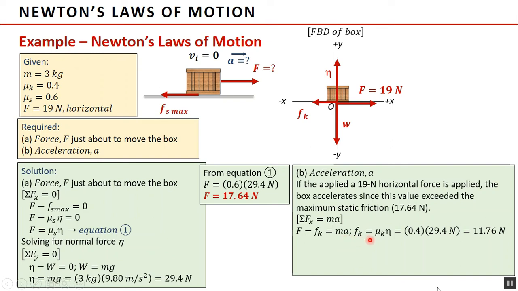But Fk is equal to mu k times normal force. So 0.4 times 29.4 newtons. The kinetic friction is only 11.76 newtons, which is less than the maximum static friction. So from this equation, we solve for acceleration a by dividing both sides of the equation by mass m. So acceleration a is F minus Fk divided by m. Substituting the values, 19 newtons minus 11.76 newtons over 3 kilograms. So the acceleration of the box is 2.41 meters per second squared.